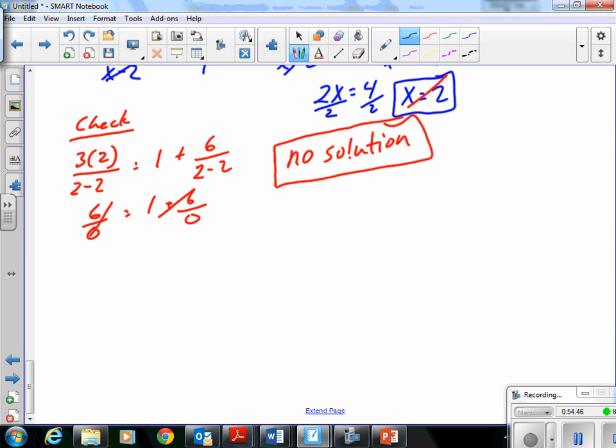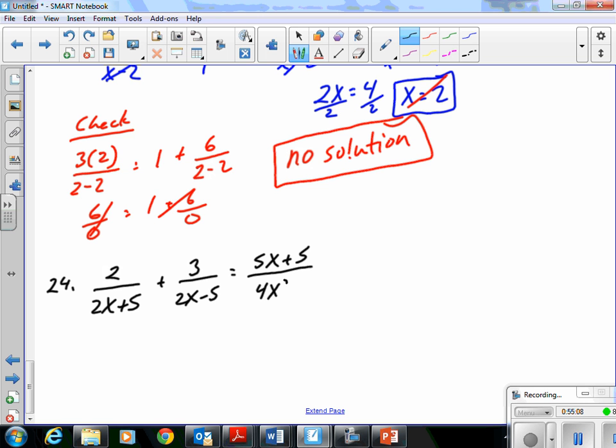All right, number 24. I have 2 over 2x plus 5 plus 3 over 2x minus 5 equals 5x plus 5 over 4x squared minus 25. So we need to come up with our common denominator.